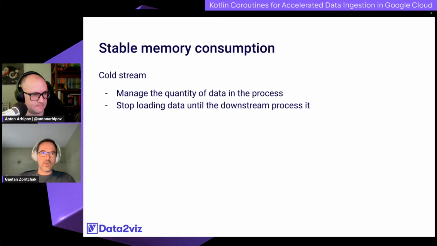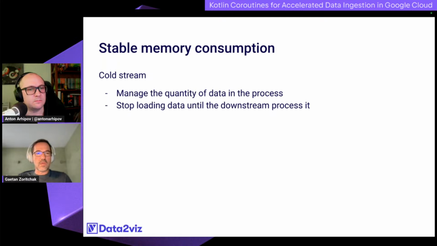So to go a little bit into detail on the idea of having a stable memory consumption, the answer to that is to use a cold stream. The idea of the cold stream is to be sure that we are not going to load data into the process until the downstream process has pushed the data to the downstream element, the table, so that you are not doing some eager loading of data in memory, and you are able at any moment to control the amount of elements that are in your JVM.